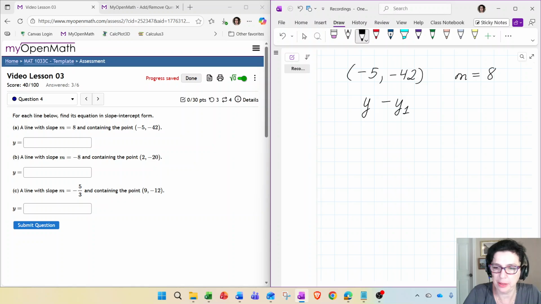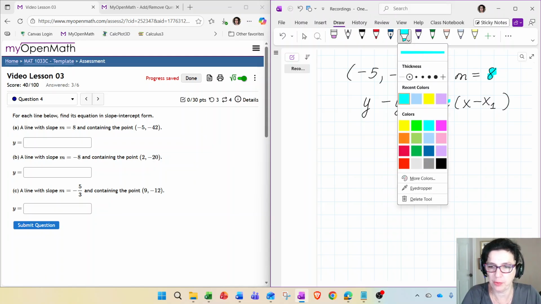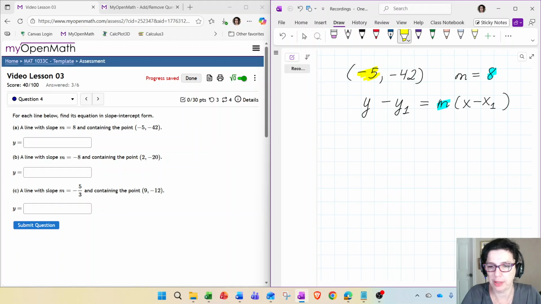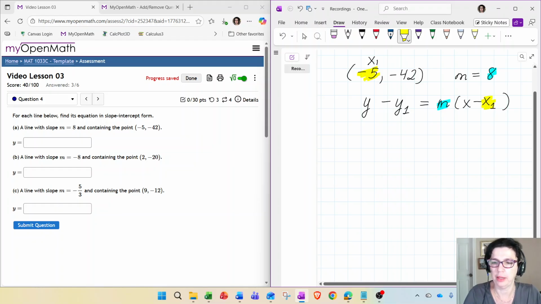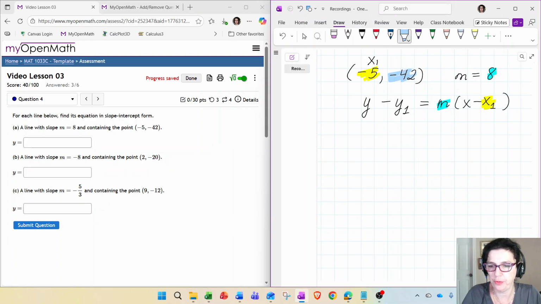So y minus y1 equals slope times x minus x1. So what is what here? The slope is given to us. That's 8. So we're going to substitute that here. Now our x1 is this one right here. That's -5. This is the x. And then the y1, oh, hold on. I'm just going to highlight it. And then the y1, so let's go with blue. Y1 is -42. So that's going to be substituted over here.